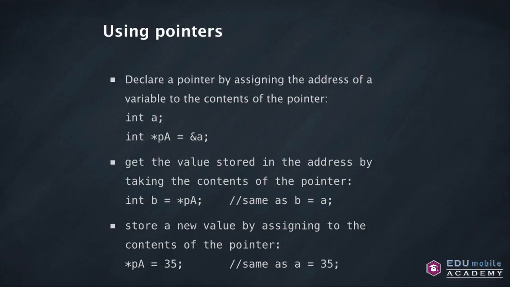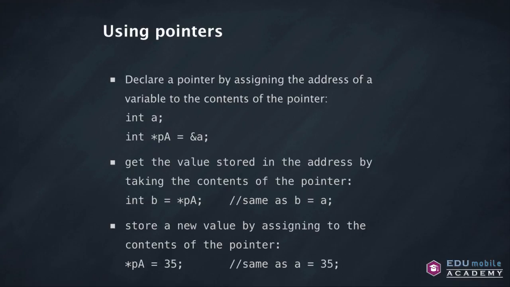So suppose we want to assign whatever is in A to a new integer B. So int B equals the contents of PA, assuming that PA already stored the address of A. This is the same as saying B equals A. In other words, the value of B becomes the value of A. Slightly different here because the value of B is becoming the contents of a pointer to A, but really the same.